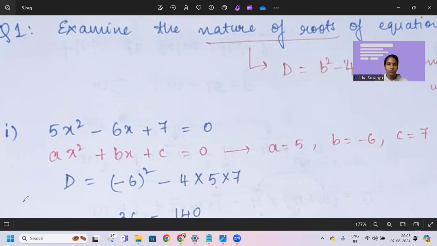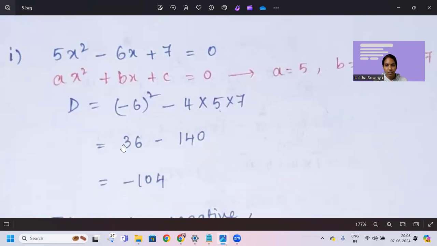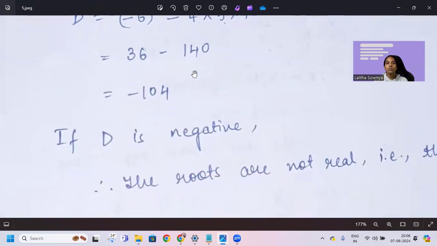Now, just a second. So 6 square is 36. So -1 square, -1 into -1 will be +1. Remember? Any square of a negative number is again a positive number. So using that, it is 36 minus 4 into 5 into 7. 4 5s are 20, 20 7s are 140. So that gives us -104.